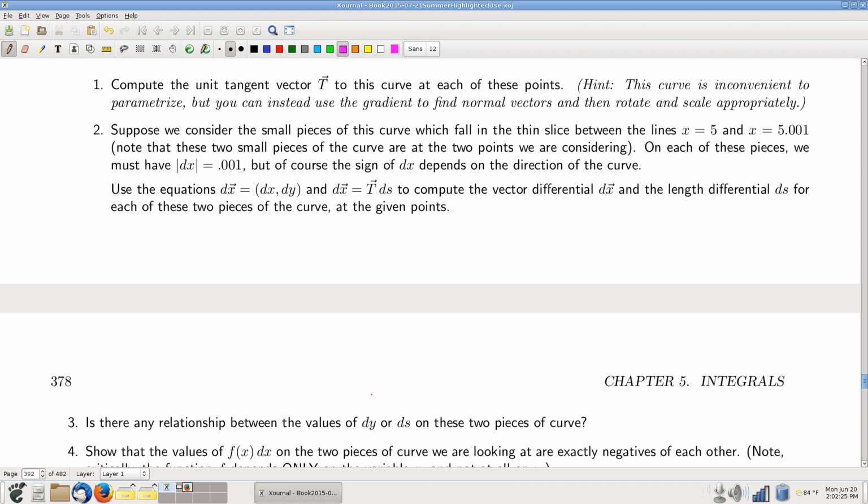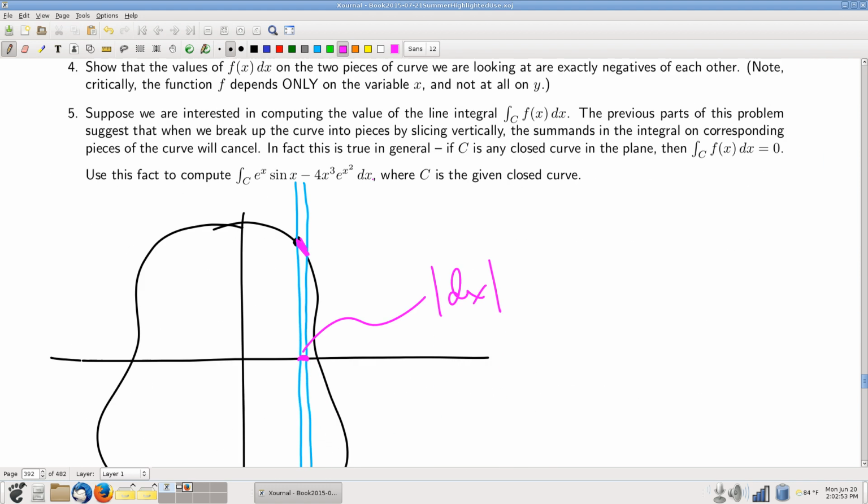So we're supposed to use these equations now to compute the vector differential. Let's find the dx vector for both of them, and the length differential ds at the given points. So I'm going to take advice, and so the dx vector, dx dy, is T ds. Let's write that down here.